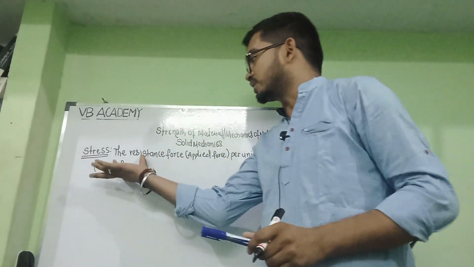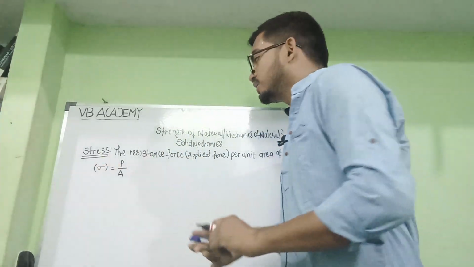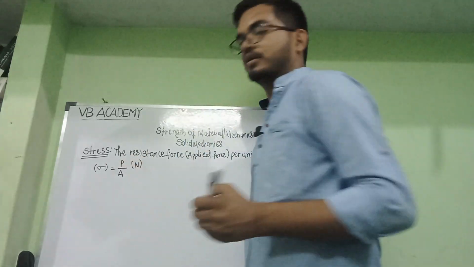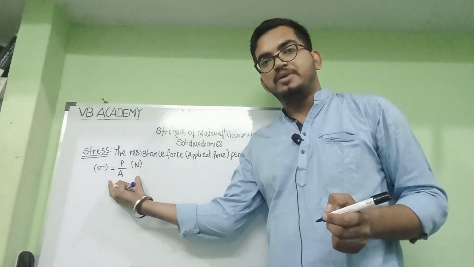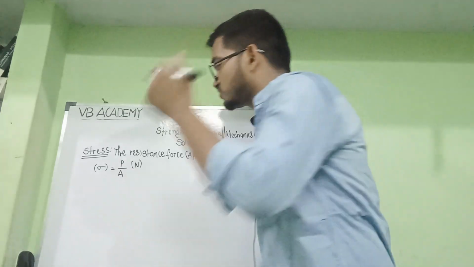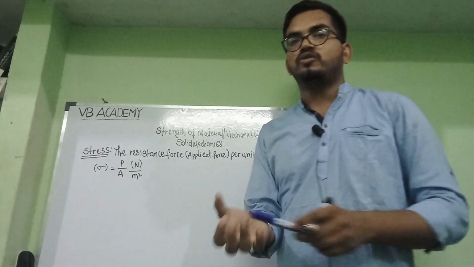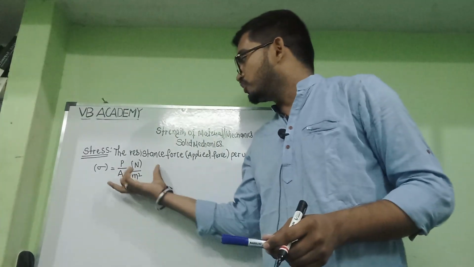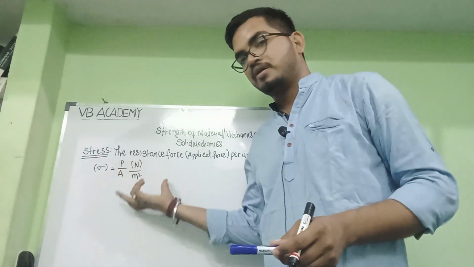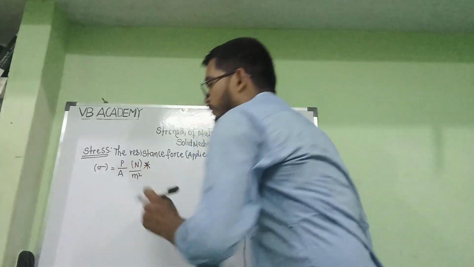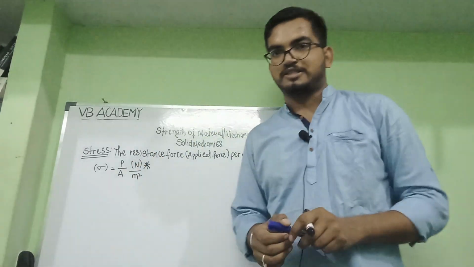Load means force. What is the SI unit of force? The SI unit of force is Newton. And the SI unit of area is length squared, which is meter square. So what is the unit of stress here? The SI unit of stress is Newton per meter square. This is also an important point. What is the SI unit of stress?